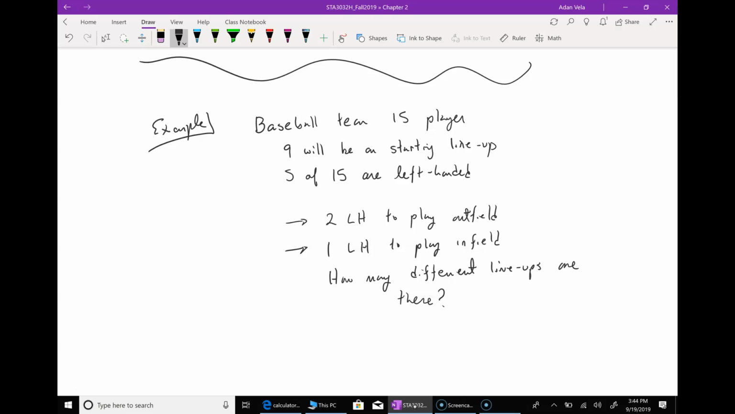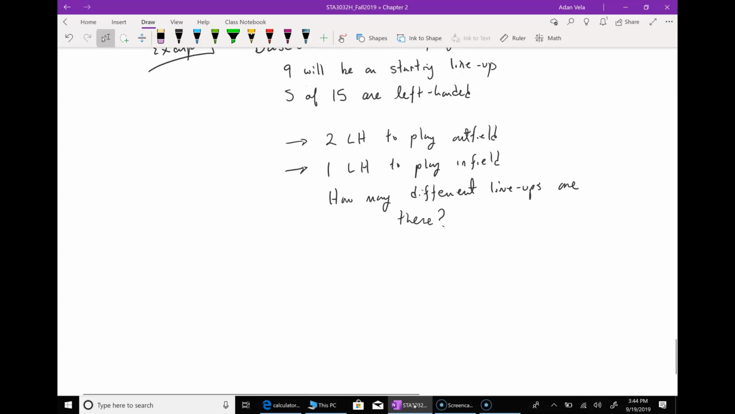So the way I want to solve this is not to jump directly to the permutations. At least for me, I think of it first in terms of combinations, and then I add in the permutation part afterwards. The way I think about it is I'm going to break it up into two parts. First, I'll think about what's happening in the outfield, and then the infield.